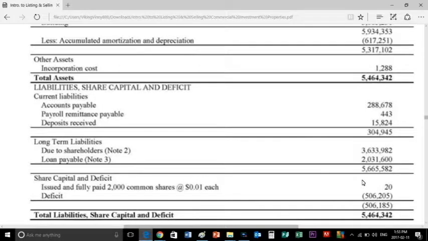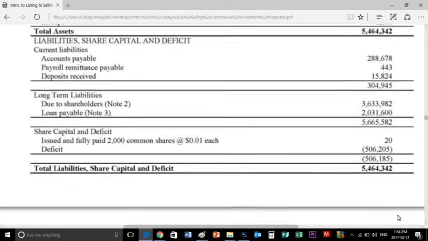So we go to the share capital and deficit. Issued and fully paid 2,000 common shares at a penny each. So that's 20. And the deficit is 506,185. That deficit was a minus, okay? So anyways, we got minus 506,185. So we've got the total liability, share capital and deficit here. It's 5,464,342.